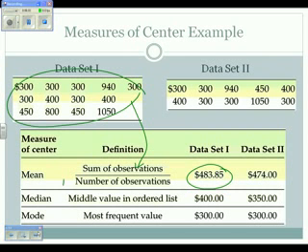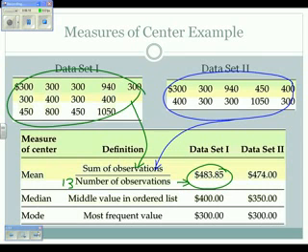So all of these data values get added together. That's the sum of the observations. And then we divide by the 13 to get 483.85. For data set number 2, we would add all of those values together, and we would divide by what? 10, because there are 10 data values here. So we would add these and divide by 10. When we added these, we would probably get 4740, because then if you divide 4740 by 10, you get 474.